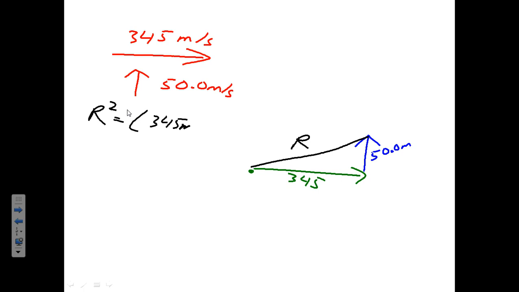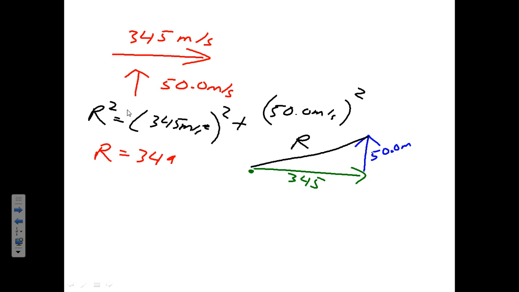So we'll go r squared equals 345 squared plus 50 squared. So if we go through and do the math on that, don't forget to take the square root. We get about 349 meters per second. Now that's our resultant magnitude.